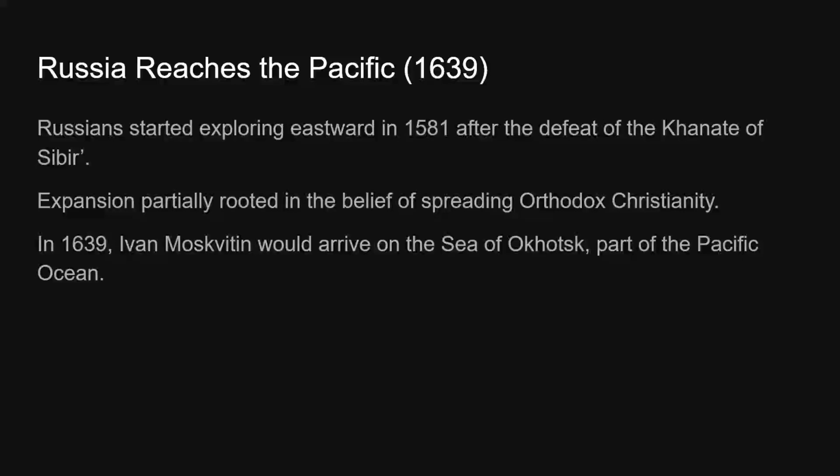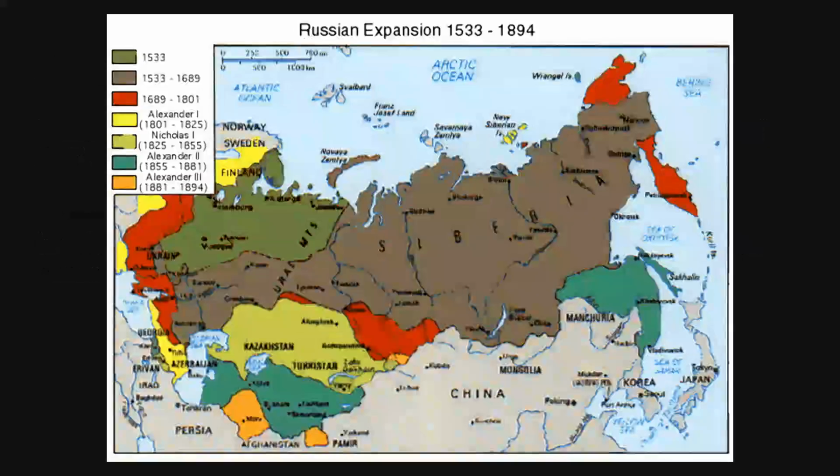Russia had been expanding into Siberia, the Asian portion of modern Russia, since the late 1500s. The expansion was due to claims on all of the Khanate of Sibir's land, which was an ambiguous definition for a land claim, and also to spread Orthodox Christianity. Some parallels can be drawn between the settling of Siberia to that of America's manifest destiny, primarily the spread of Christianity. Russia would finally reach the Pacific Ocean when Ivan Moskvitin arrived on the Sea of Okhotsk in 1639.